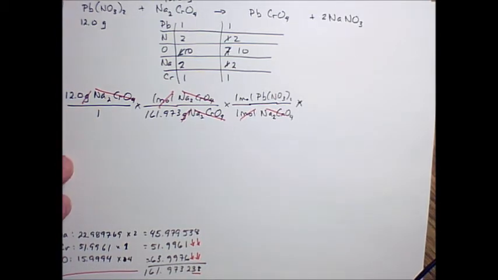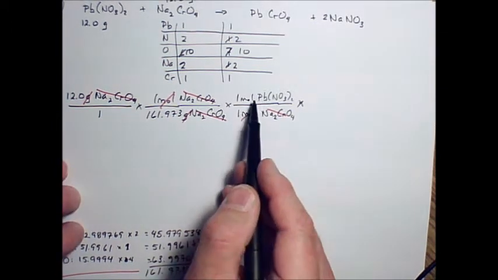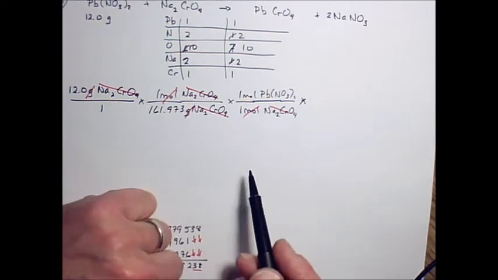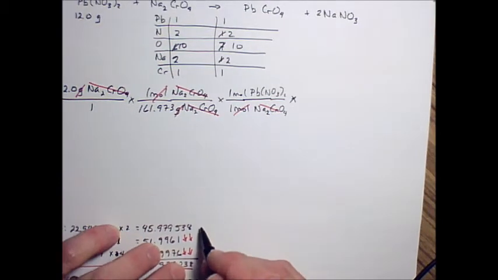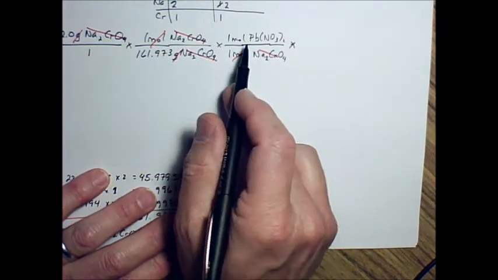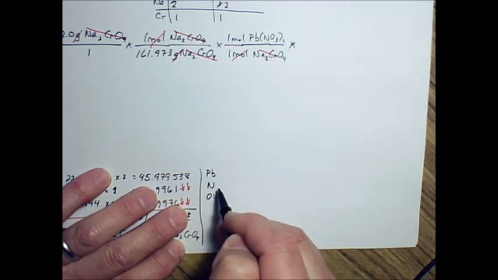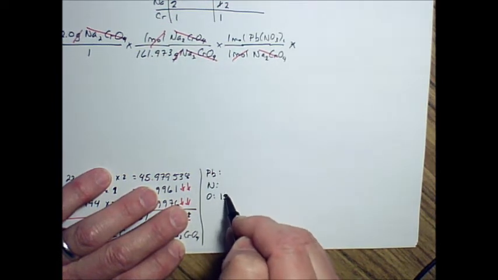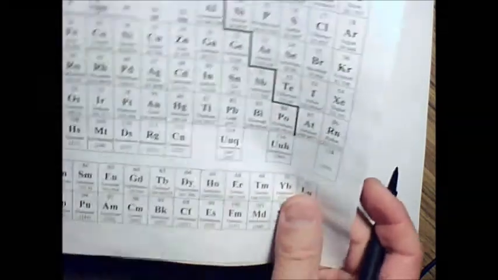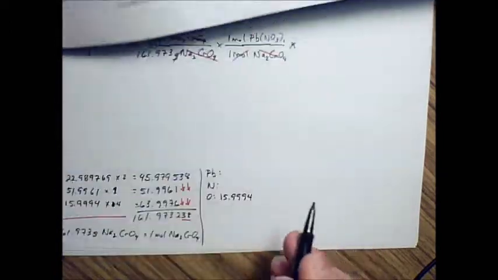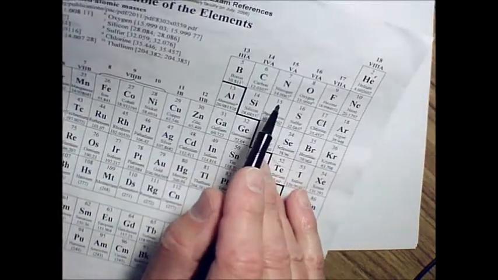Let's finish this up. Now that we know the moles of this stuff, we need to know the mass. How do you get from moles to mass? Molar mass. So let's do the molar mass of the lead nitrate, lead 2 nitrate. You've got lead, nitrogen, and oxygen. Lead is 207.2. Nitrogen is 14.0067.